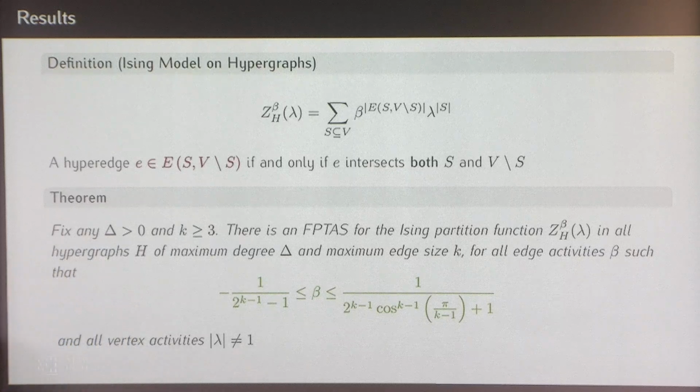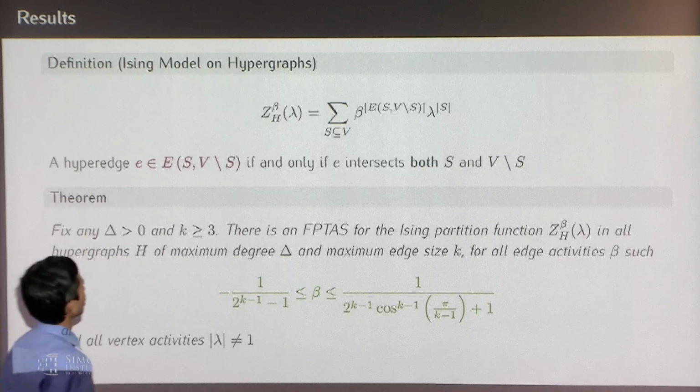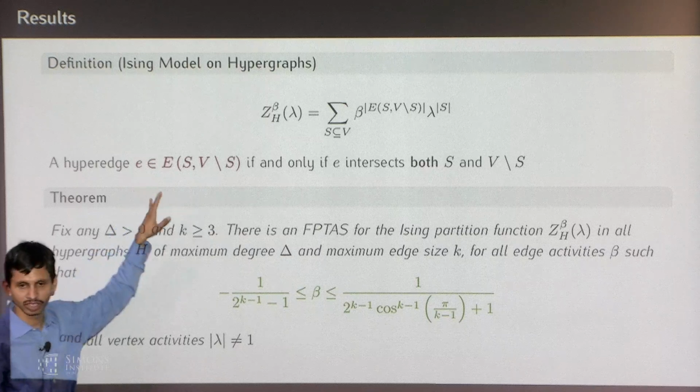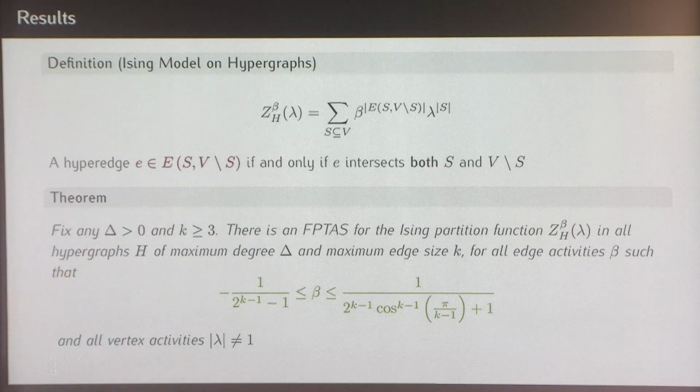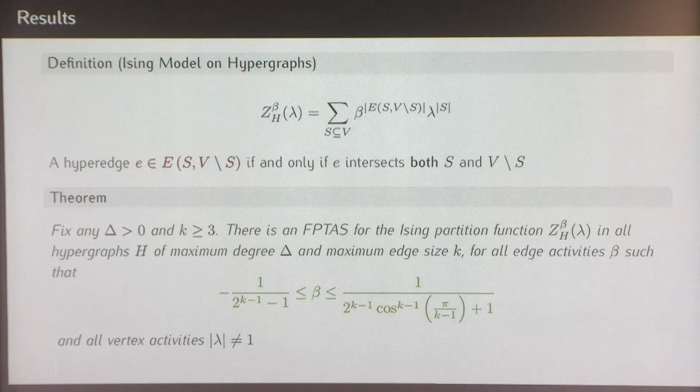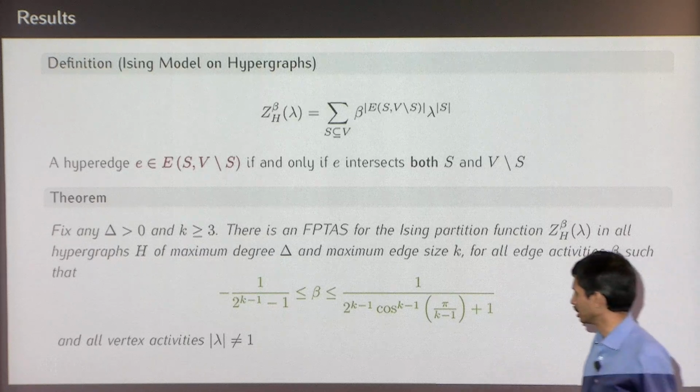Earlier you put a factor of beta whenever the edge had both a plus and a minus spin on its two endpoints. Similarly here, you put a beta factor for each hyperedge if it has both a plus and a minus spin. So that's the partition function. And what one can show is that there's an FPTAS for computing this partition function on hypergraphs of maximum degree delta and maximum edge size k, for all edge activities beta which lie in this region. Okay. So let's just look at what this region is.